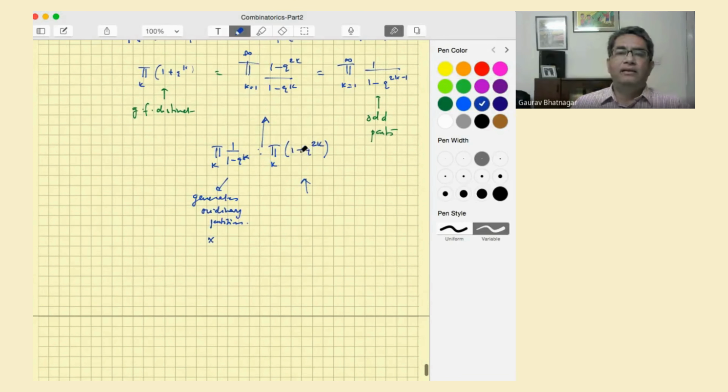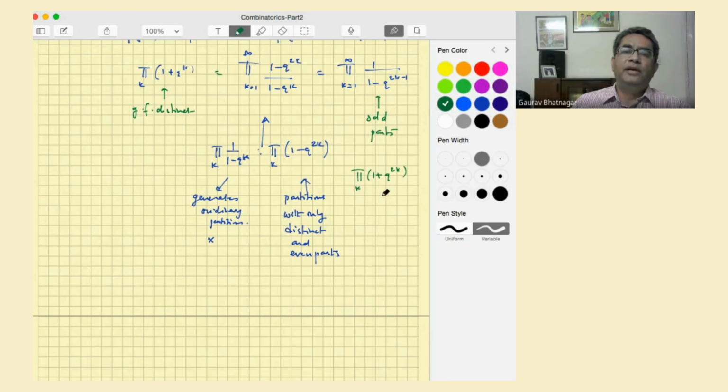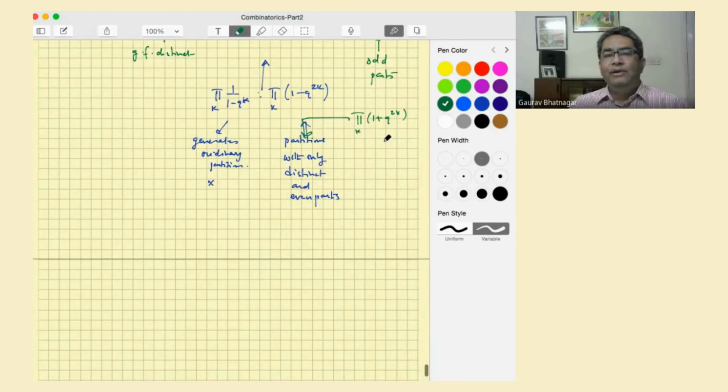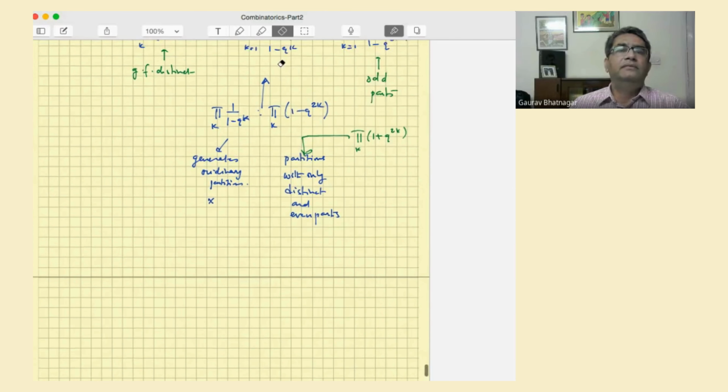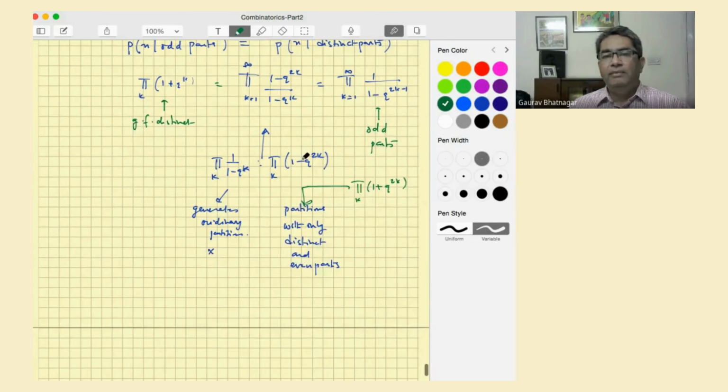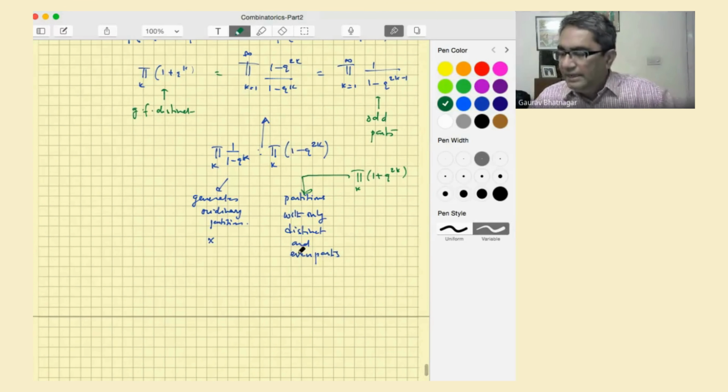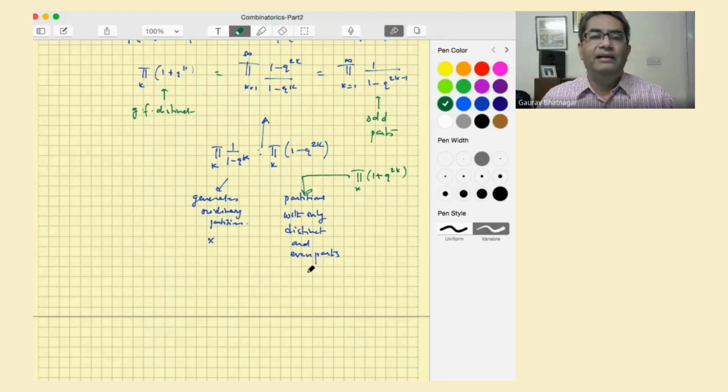So let's just look at partitions with only distinct and even parts. So I'm not looking at this actually. I'm looking at 1 plus q raised to the power 2k. And then I will put some sign over here. So I'll put a sign here. Okay, so we break it up. We put a sign over here somewhere later on. And so again, x and y, this will be generated by y.